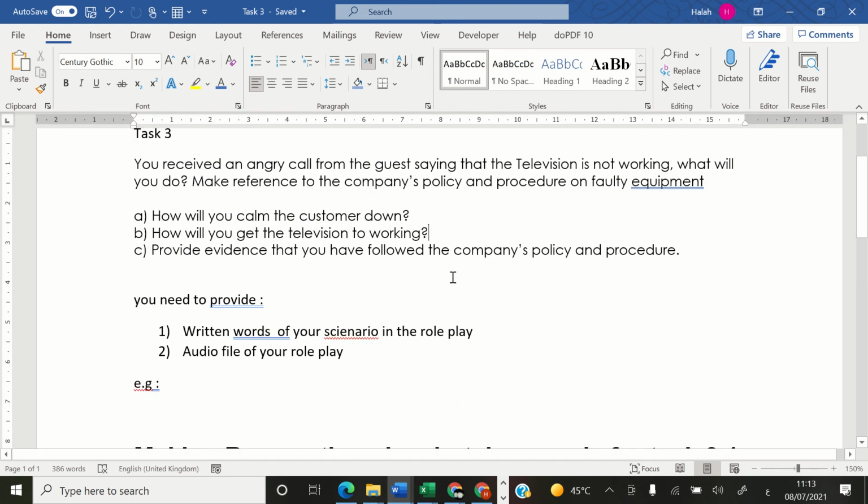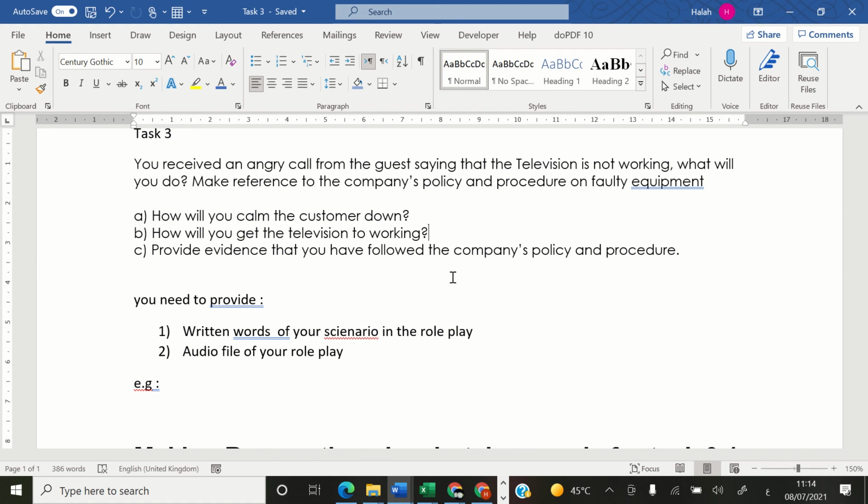So, provide evidence that you have followed the company's policies and procedures. Like if you have a faulty TV or a damaged TV in one of the rooms, what you have to do. So you have to submit two things for this task: the scenario between you, the receptionist, and the person who is calling you on the phone regarding the TV, and also you need to record yourself by voice as evidence. Okay, so I will repeat the task.